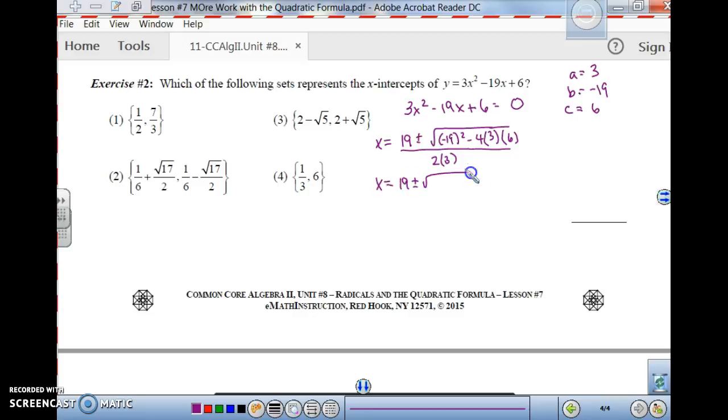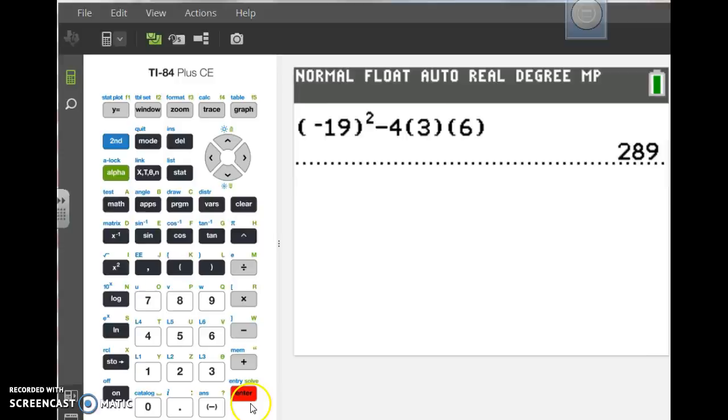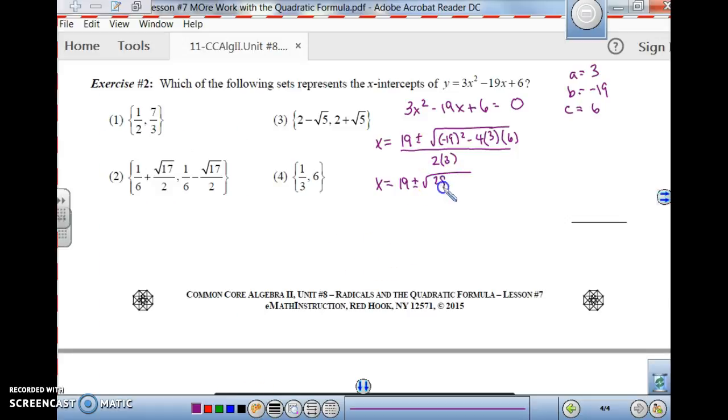19 plus or minus, I'm going to put this in my calculator, parentheses and all: negative 19 squared minus 4 times 3 times 6. And that gives you 289, all over 6. Okay, well, I happen to know that the square root of 289 is 17. It's a perfect square. So this is 19 plus or minus 17 over 6.